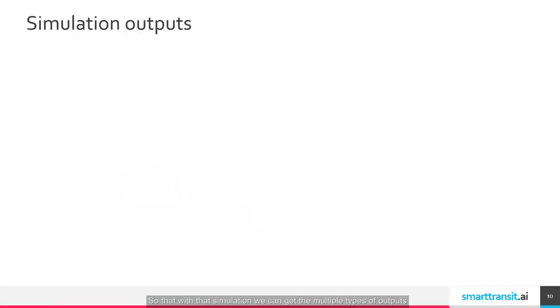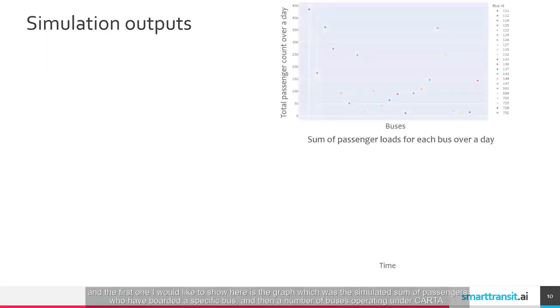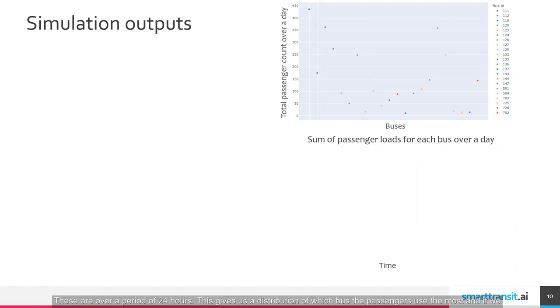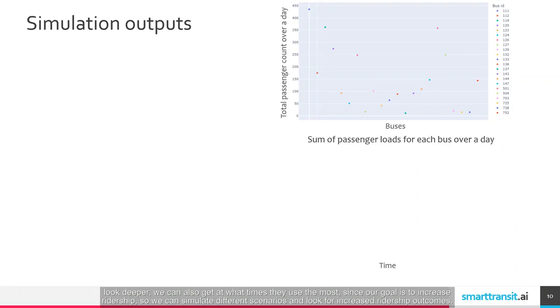So with that simulation, we can get multiple types of outputs. The first one I would like to show here is the graph, which shows the simulated sum of passengers who have boarded a specific bus. There are a number of buses operating under CARTA, over a period of 24 hours. This gives us a distribution of which bus the passengers use the most, and if we look deeper, we can also get at what times they use the most. Since our goal is to increase ridership, we can simulate different scenarios and look for increased ridership outcomes.